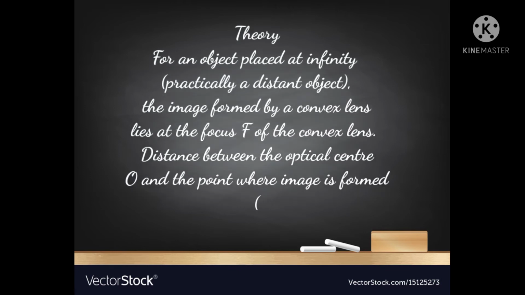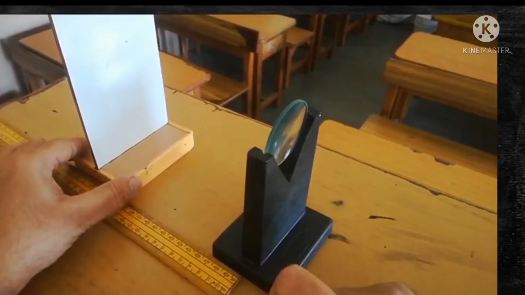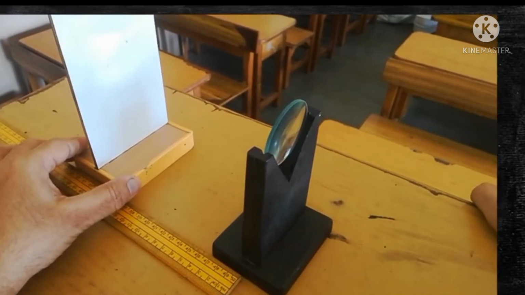Now next we'll be talking about convex lens. This is the theory of the convex lens, and the distance between the optical center O and the point where image is formed, that is called the focal length of the lens. So all the objects will be kept in the distance.